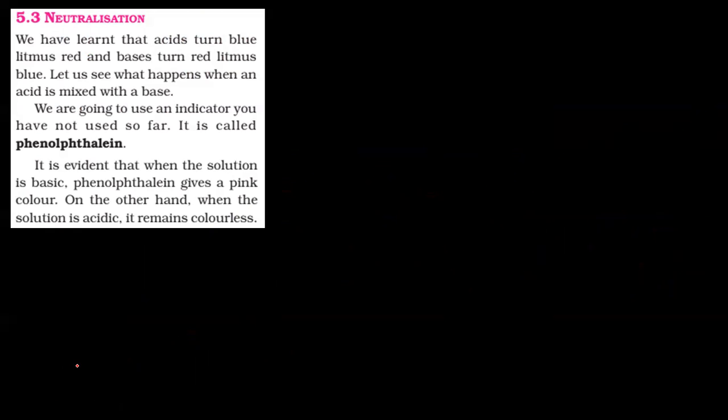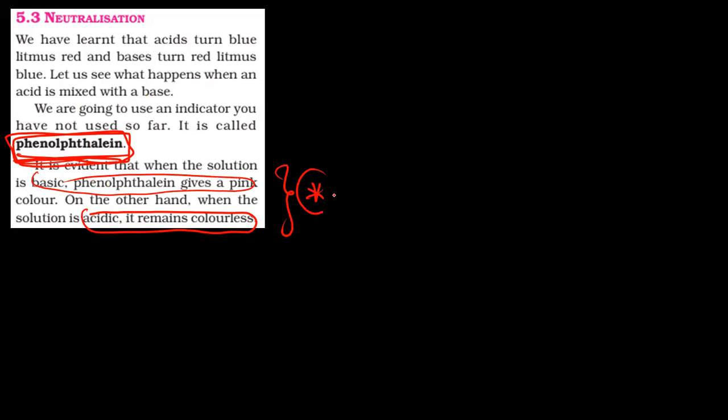This is something that is very easy, interesting, and important. So first of all, let me introduce you to one more indicator, phenolphthalein. Phenolphthalein in acidic solution remains colorless, whereas in basic solution, it gives a pink color. Now this is the important point. There is an activity to read through. So the important point is phenolphthalein gives pink when it's in base, whereas in acidic, it remains colorless.